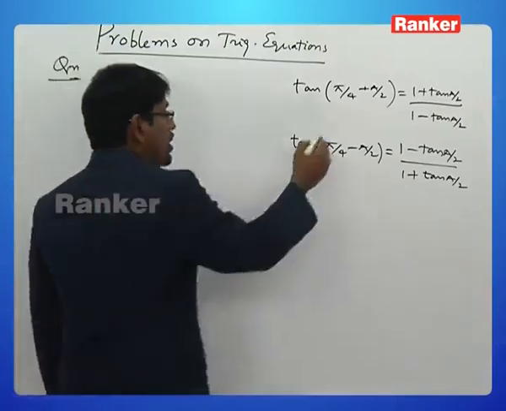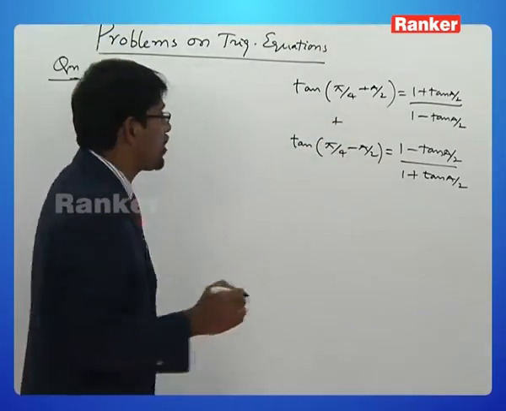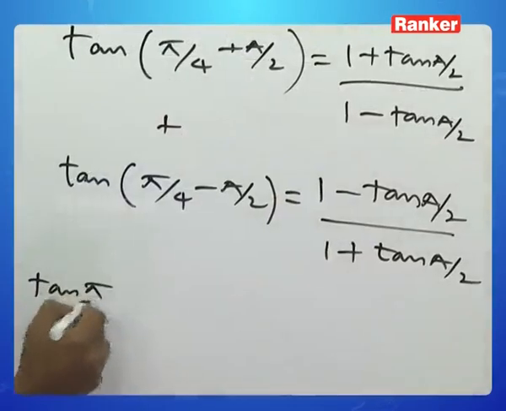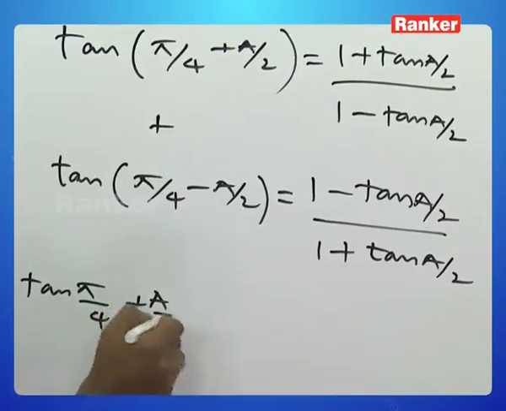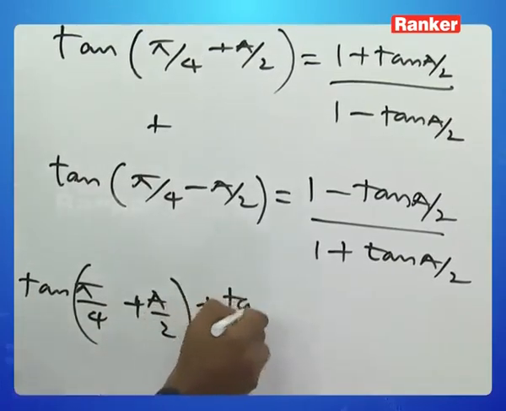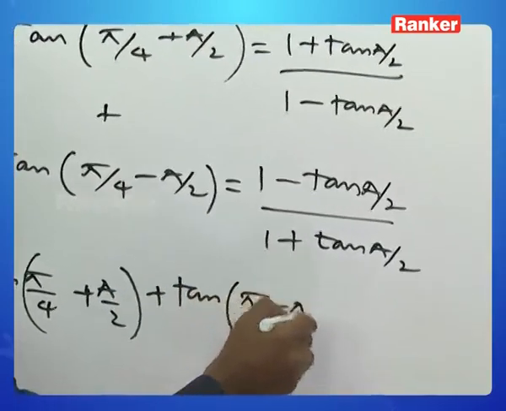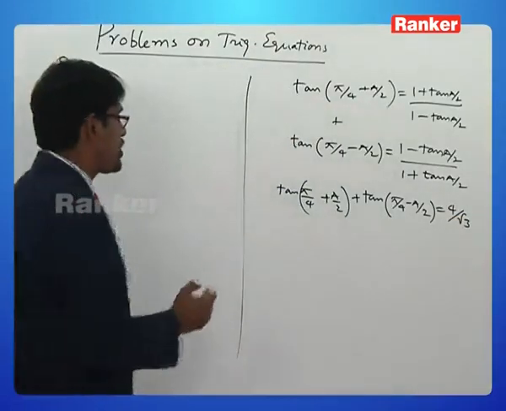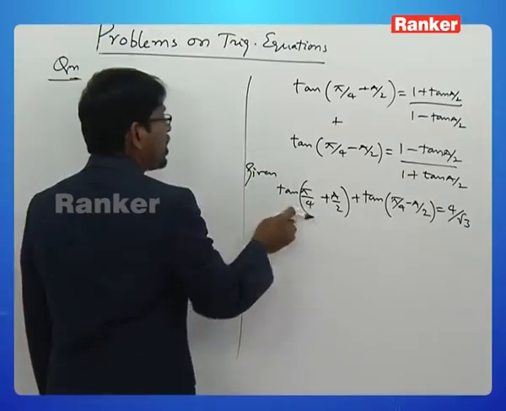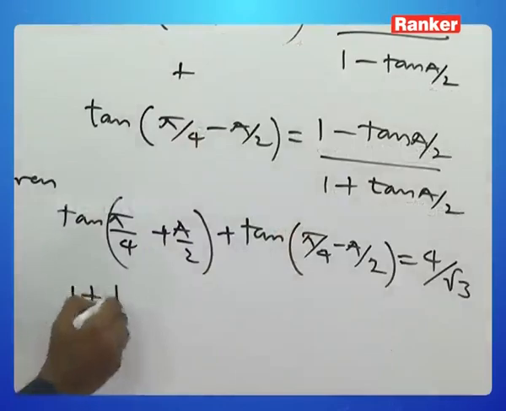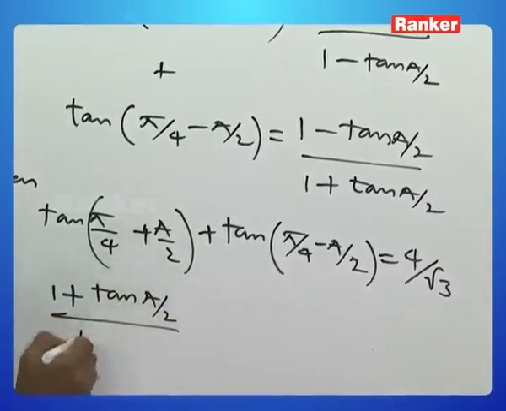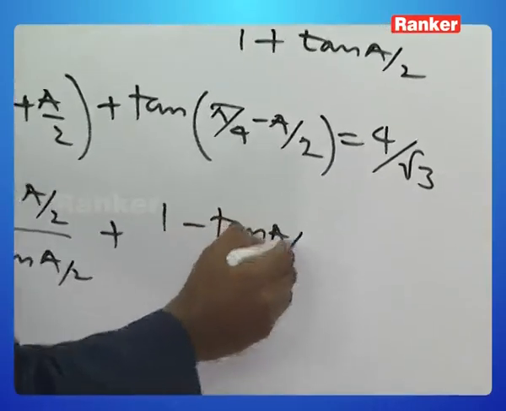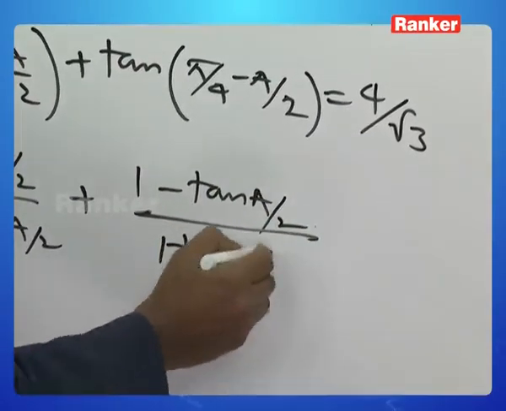Now we have to add these two and equate it to 4 by root 3. So what do we have now? Tan of pi by 4 plus a by 2 plus tan of pi by 4 minus a by 2 is given to be 4 by root 3. This is what is given. But what did you find this to be? So that makes it 1 plus tan a by 2 by 1 minus tan a by 2 plus 1 minus tan a by 2 by 1 plus tan a by 2 is equal to 4 by root 3.